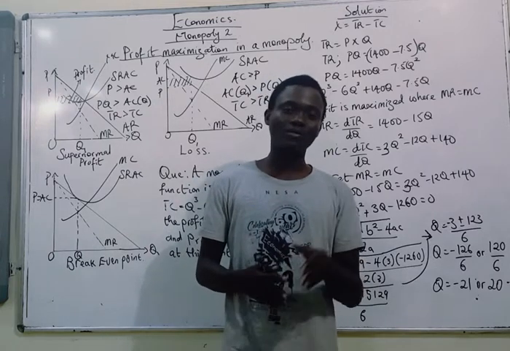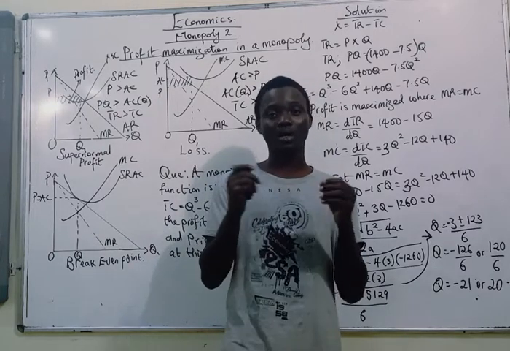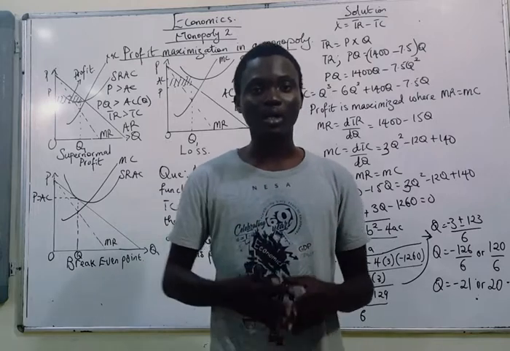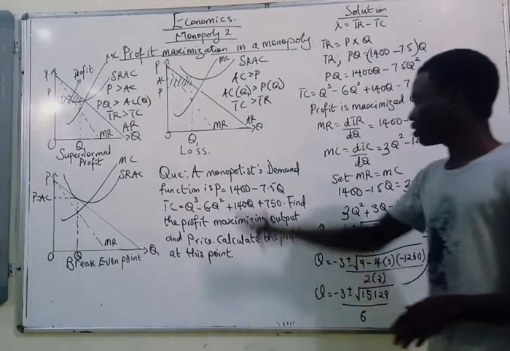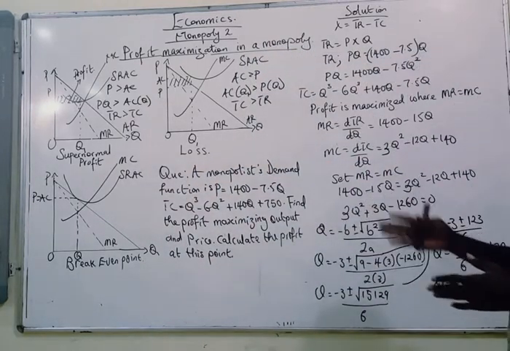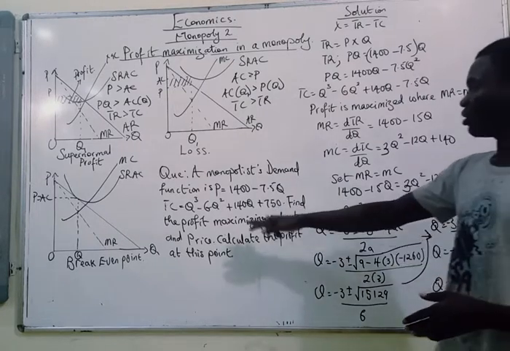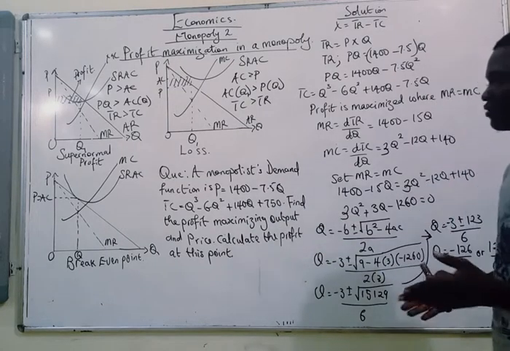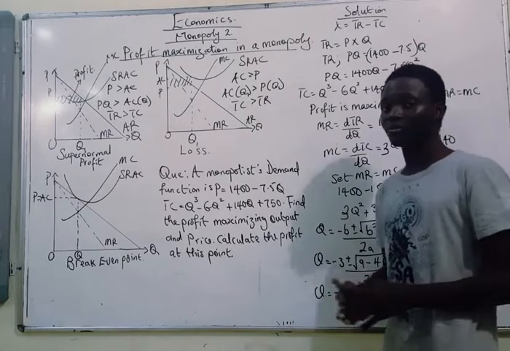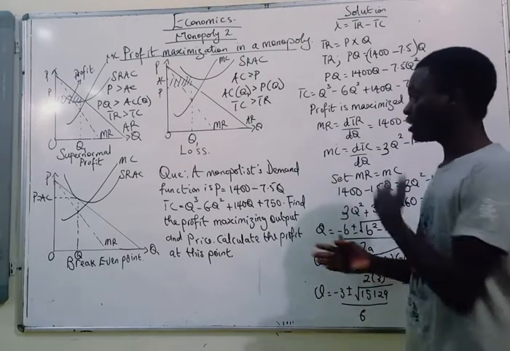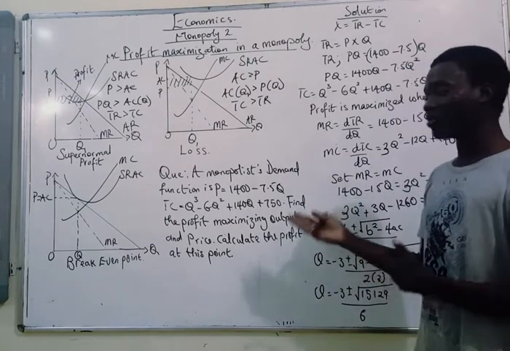Now we have a mathematical question. I want to test our skills and what we learned in theory concerning a monopolist. So the question is simply: a monopolist's demand function is P equals 1400 minus 7.5Q. Now I want us to know that this is an inverse demand function, and that's not a big deal. We have an inverse demand function when we make P the subject of the demand function.